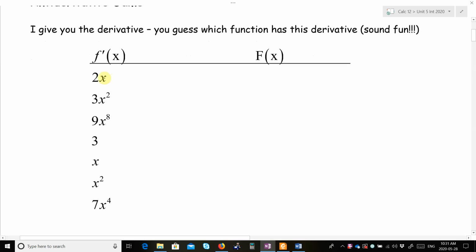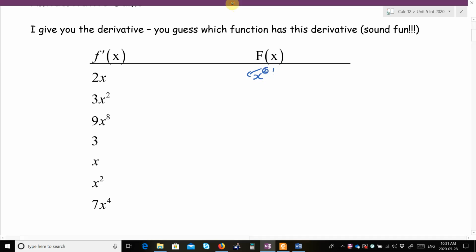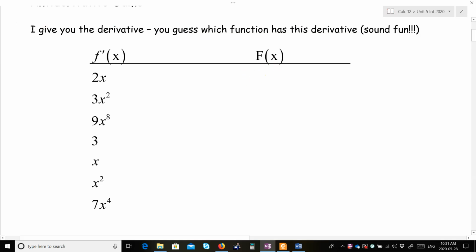So if we have the derivative of 2x, we have to think to ourselves, okay, what original function has that derivative? And you might be able to see that it would be x squared, right? Because if we took the derivative of that, the 2 would multiply down in front, and then it would be replaced by a 1. So the original function must have been x squared.